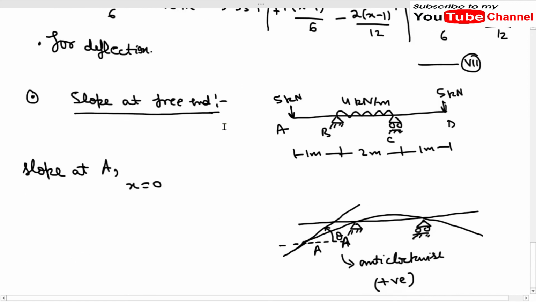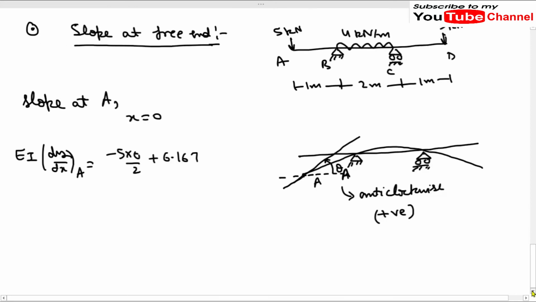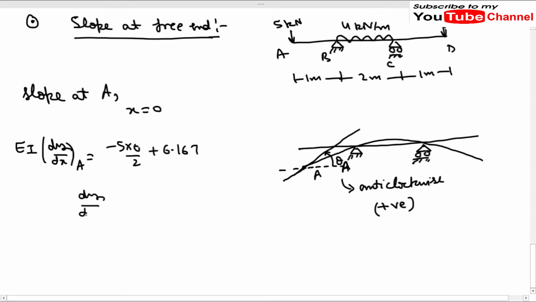Okay, so the first term is minus 5x square. So let me write it here, EI dy by dx at A. So minus 5 into x is 0, x square by 2. Sorry, it will be 0. And the other term, which is C1. Okay, so the value of C1 we have just found out, 6.167. Okay, so here we will get the value of dy by dx at A, or you can say theta at A will be 6.167 by EI. Okay, so as you can see here that this value is coming out to be positive, which means that our assumption, or you can say our deflected shape, is correct.